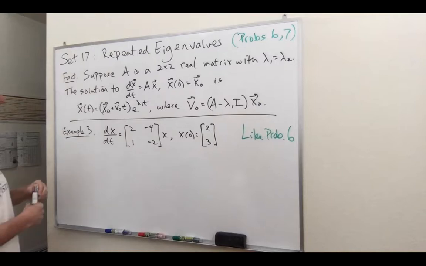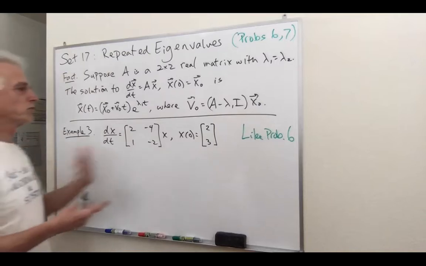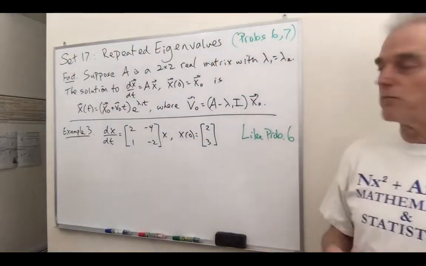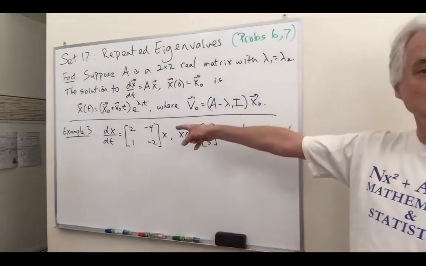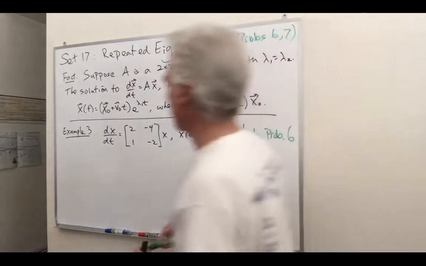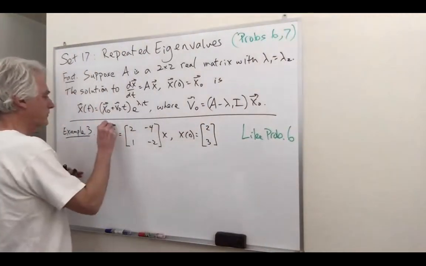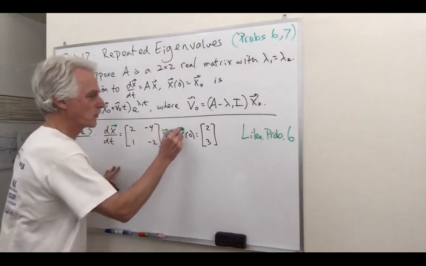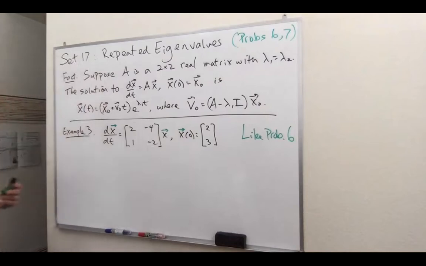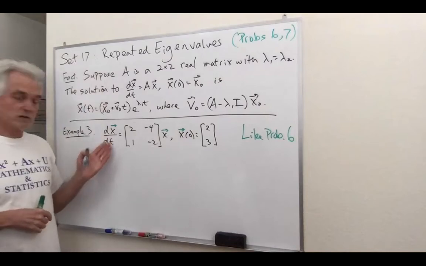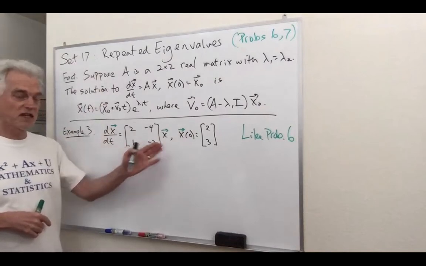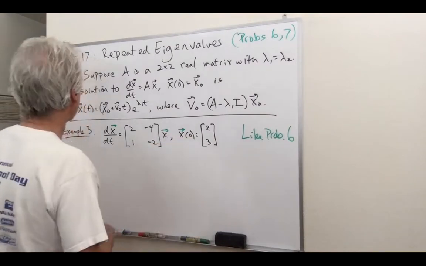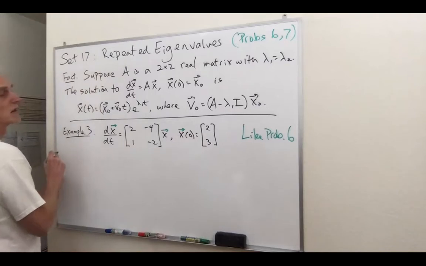So let's just head straight into it. Problem 6 is an example of this. The problem doesn't have the arrows, so I'm going to add them because I prefer the arrows to show that you have vectors. So dx/dt is this matrix A times x, and the initial condition is given.